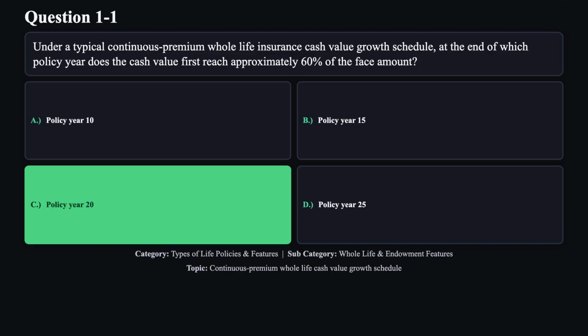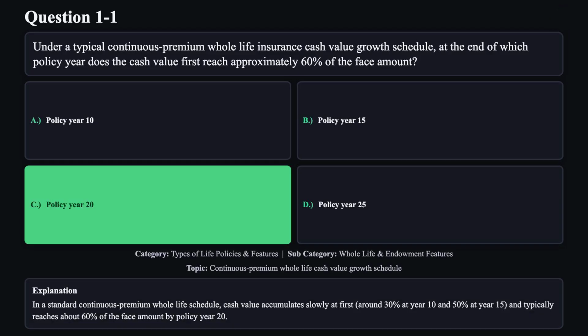The correct answer is C. In a standard, continuous premium whole life schedule, cash value accumulates slowly at first, around 30% at year 10 and 50% at year 15, and typically reaches about 60% of the face amount by policy year 20.